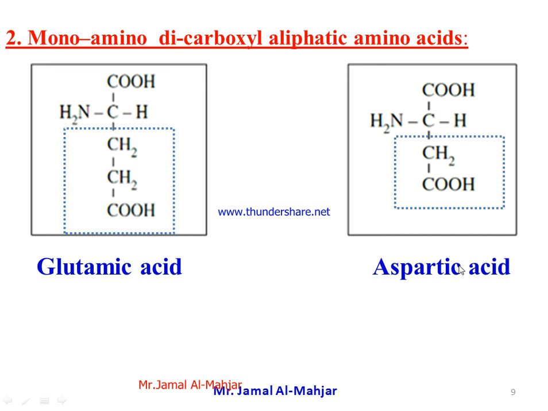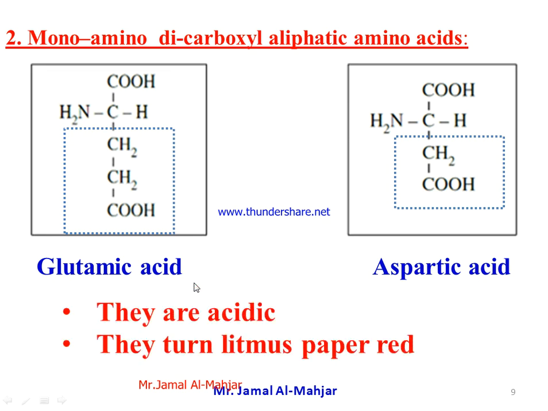Now look, these compounds have acid in the name: aspartic acid and glutamic acid, because they have the acidic character. They turn litmus paper what? Red. Why? Because we have two carboxyl groups and one amino group. So they are acidic.